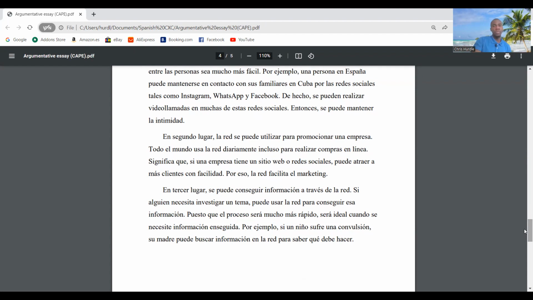Por ejemplo, si un niño sufre una convulsión, su madre puede buscar información en la red para saber qué debe hacer. For example, if a child suffers a seizure, his mother can search for information on the internet to know what she should do.